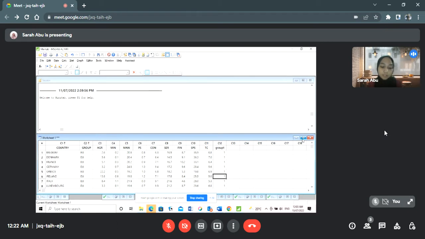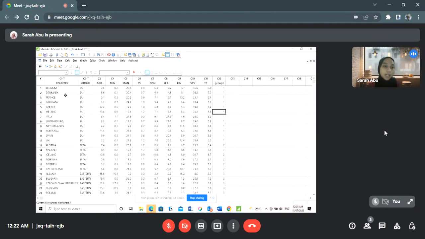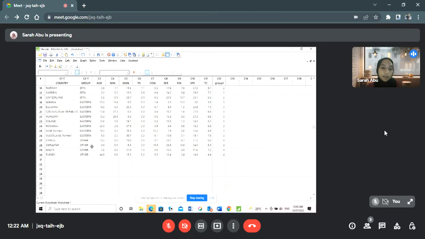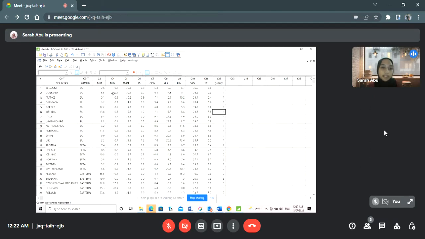Today we have the data for the percentage of the workforce employed in 9 different industry groups in 30 countries in Europe. The 30 countries are divided into 4 groups: Europe, EFTA (European Free Trade Association), Eastern, and other. And these are the 9 variables, 9 different industries. AGR is agriculture, forestry and fishing.